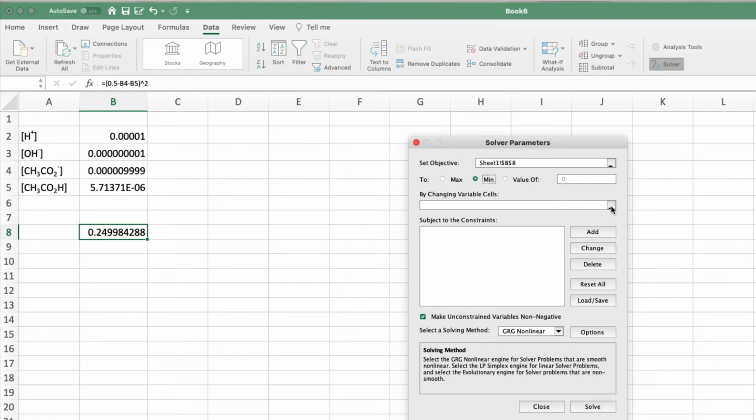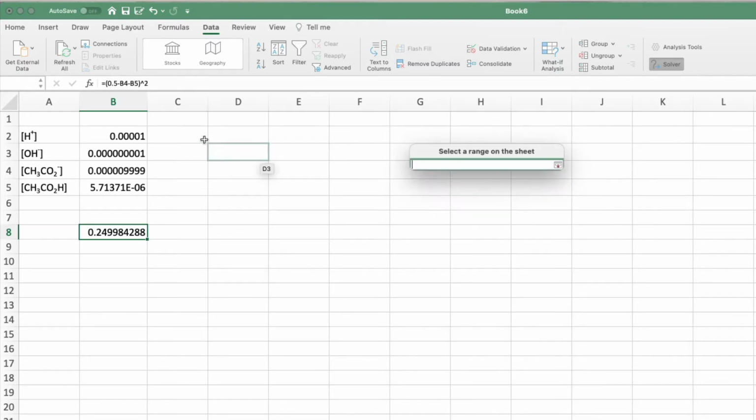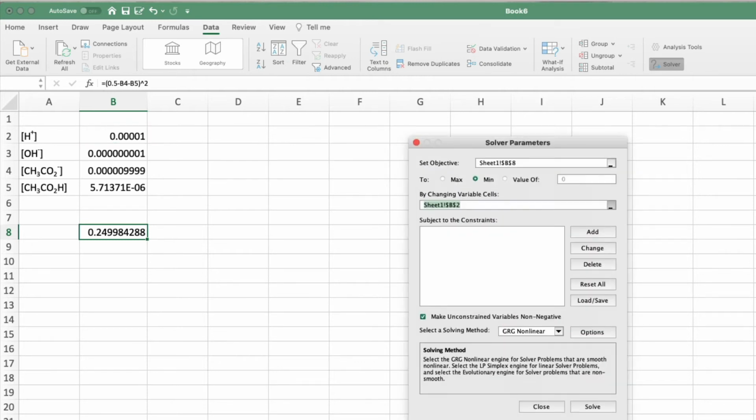Okay, so now we're going to try and minimize this by changing our variable cells. And our variable cell that we're going to change is H+. So let's click on this, and it's going to be this. Everything else is linked to H+ concentration, so as the H+ concentration changes, so will all the other concentrations. It is possible to do this with more than one variable, if those variables are not linked to each other. And in fact, I did quite a bit of that during my grad school research. Okay, so here we go. And now we're going to solve.